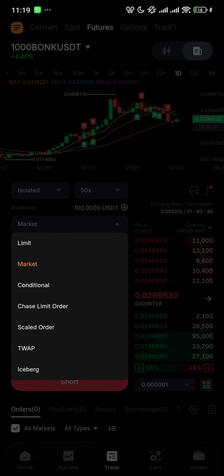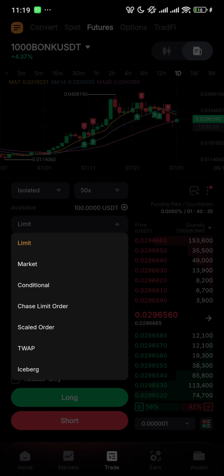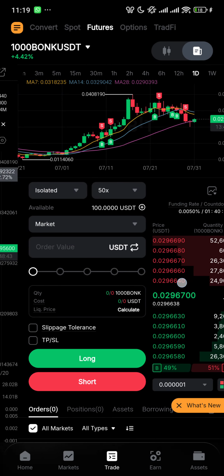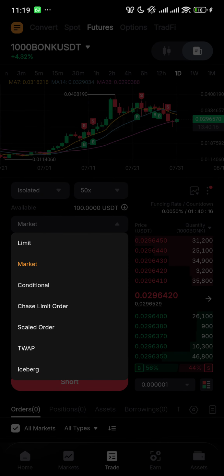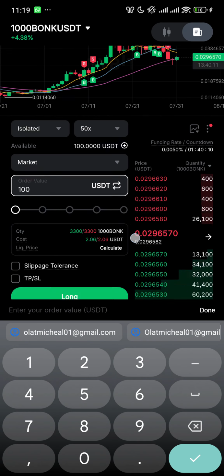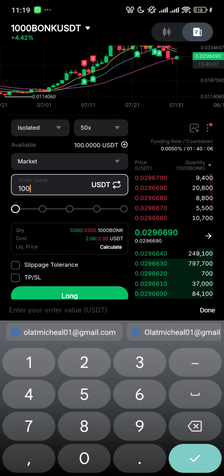So we have market orders and we have limit orders. A market order comes into place when we say, okay, enter this trade at the current market price. The current market price of this Bonk token is 0.0296. It changes, but let's say 0.0296. If a signal tells you to enter a market order, you don't need to set anything. Just come to this place and click on Market, then type in the amount you want to use in buying that particular token. Then decide whether you want to long or short that market order, and you are good to go.